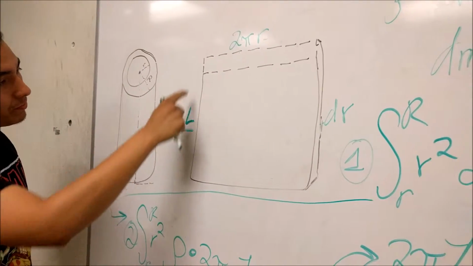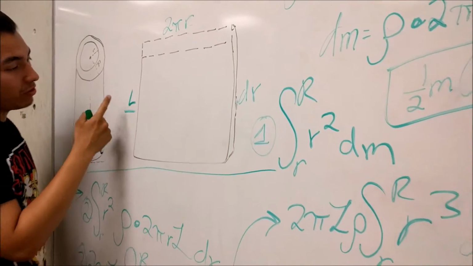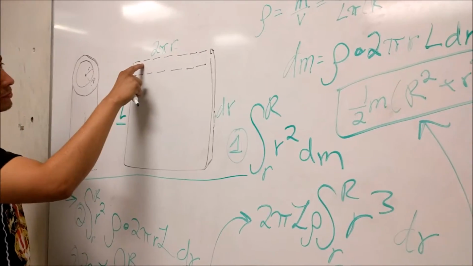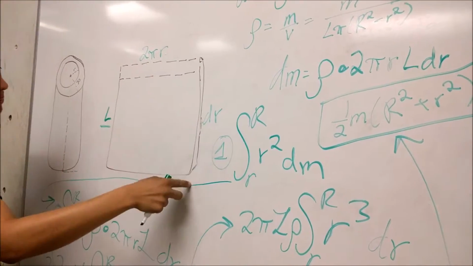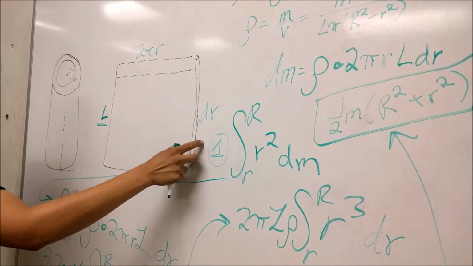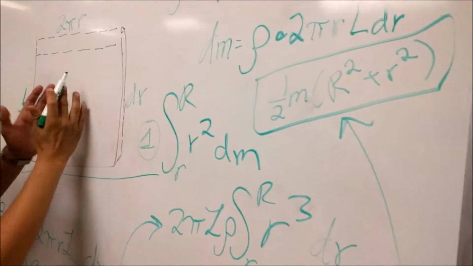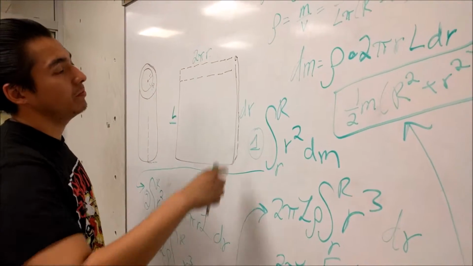We're gonna fold it out, the height or the length, as I'll label it, the circumference being 2 pi r, and then dr being the thickness of the unfolding of the cylinder.